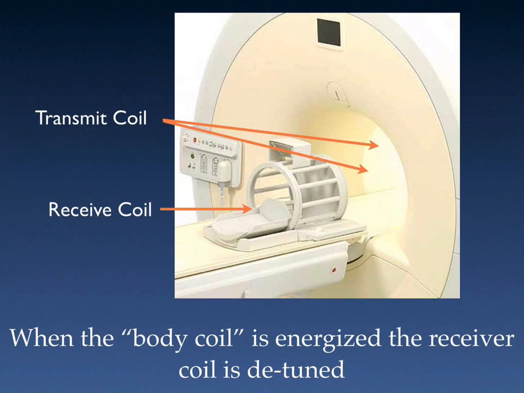As an aside, it's worth mentioning from a safety standpoint that when you're using a receive-only coil, during transmission, when the body coil is energized, the receiver coil is detuned from the resonant frequency. This is so as not to induce significant currents within the coil. When the transmission is over, then the receiver coil is retuned back to resonance and the signal is sampled.